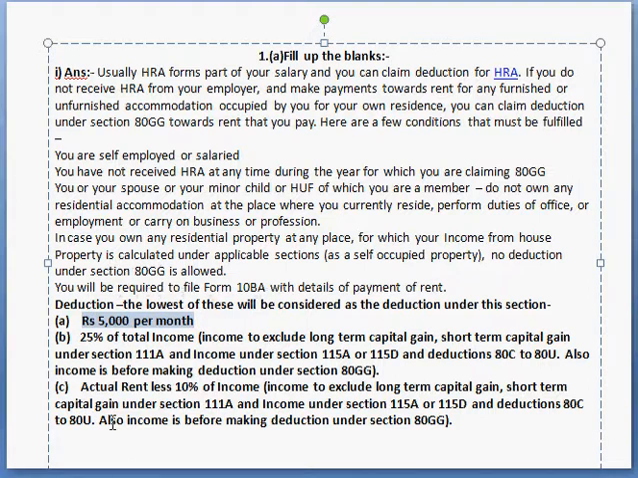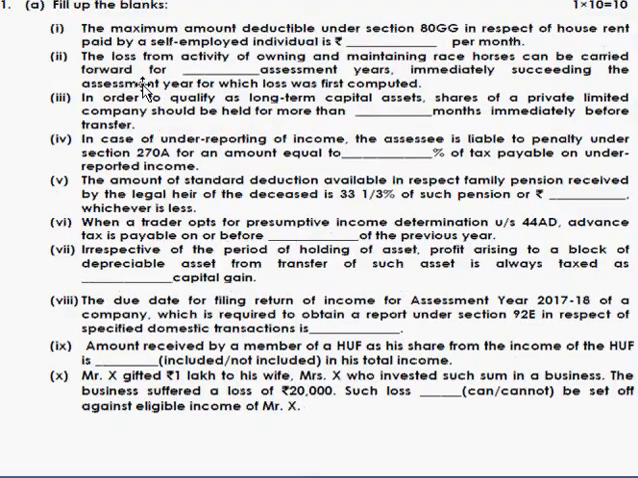Okay, but there the condition will be that the lowest of these will be considered. Otherwise, you can write 5,000 per month or 25% of total income, excluding long-term capital gain and short-term capital gain. But if you consider the long-term and short-term capital gain, then the actual gain will be less than 10% of income. So basically if they ask you about this, the answer is 5,000 per month can be allowed. Okay, so let's see question number 2 now.